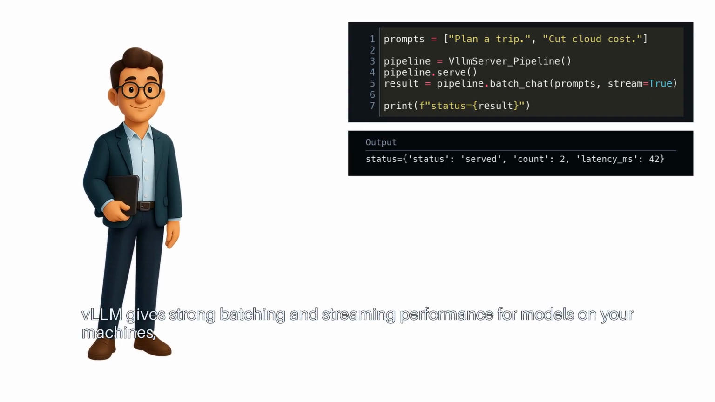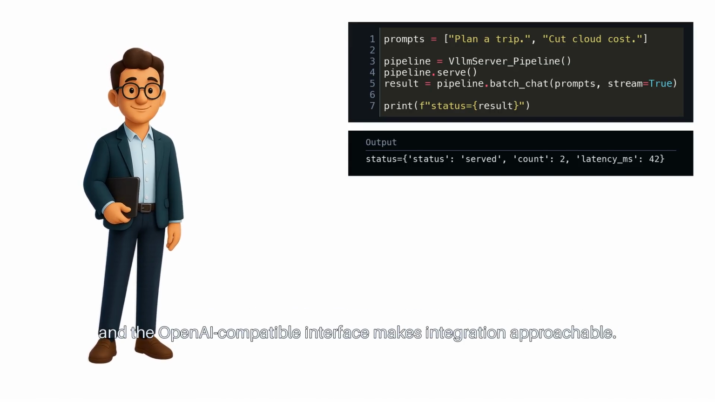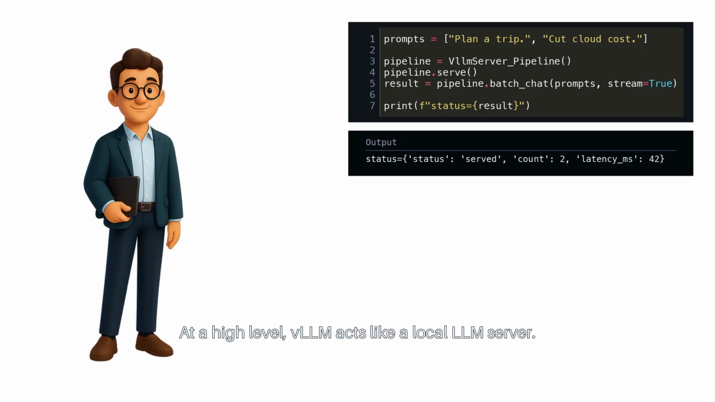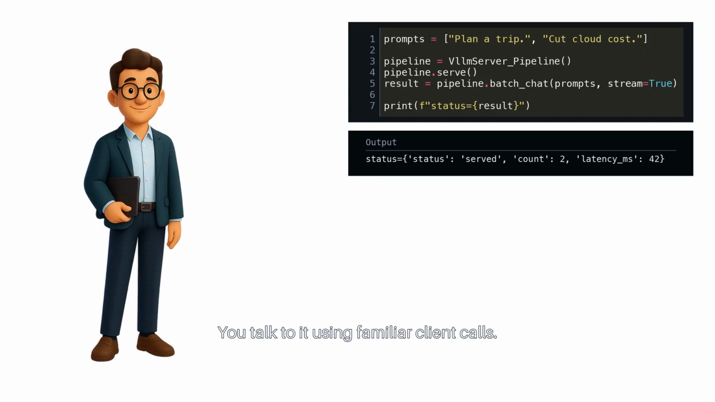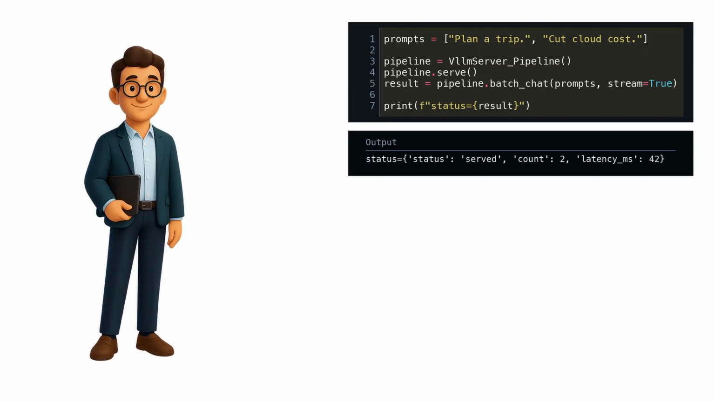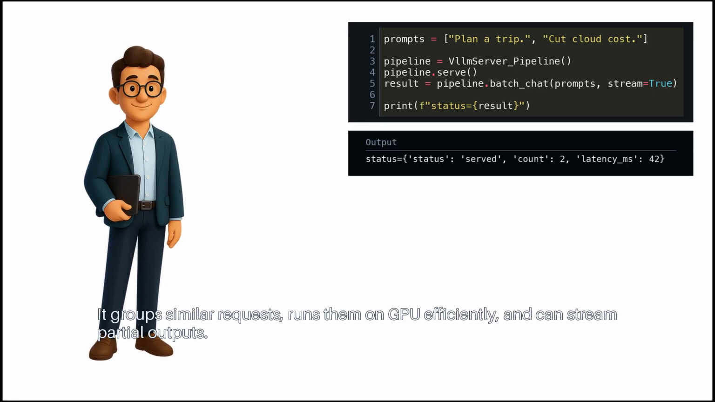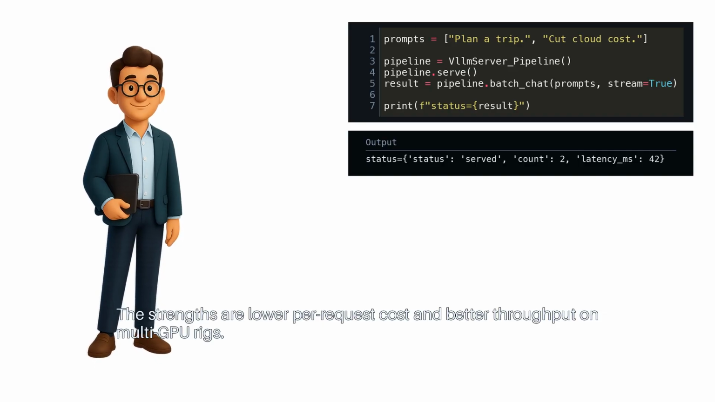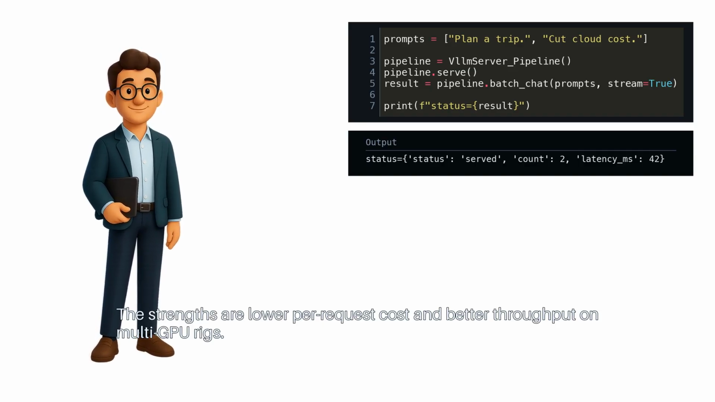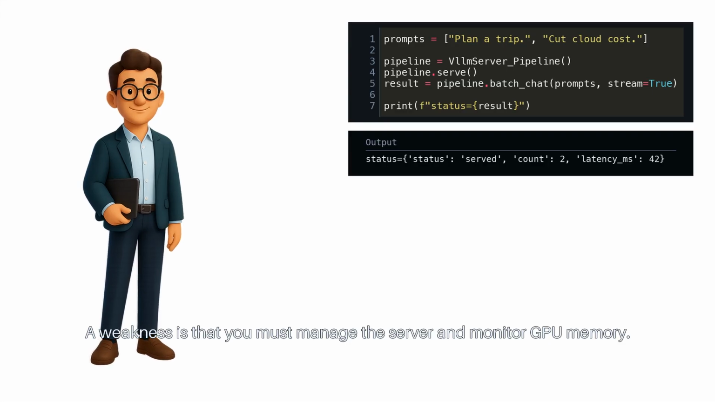vLLM gives strong batching and streaming performance for models on your machines. And the OpenAI-compatible interface makes integration approachable. At a high level, vLLM acts like a local LLM server. You talk to it using familiar client calls. It groups similar requests, runs them on GPU efficiently, and can stream partial outputs. The strengths are lower per request cost and better throughput on multi-GPU rigs. A weakness is that you must manage the server and monitor GPU memory.